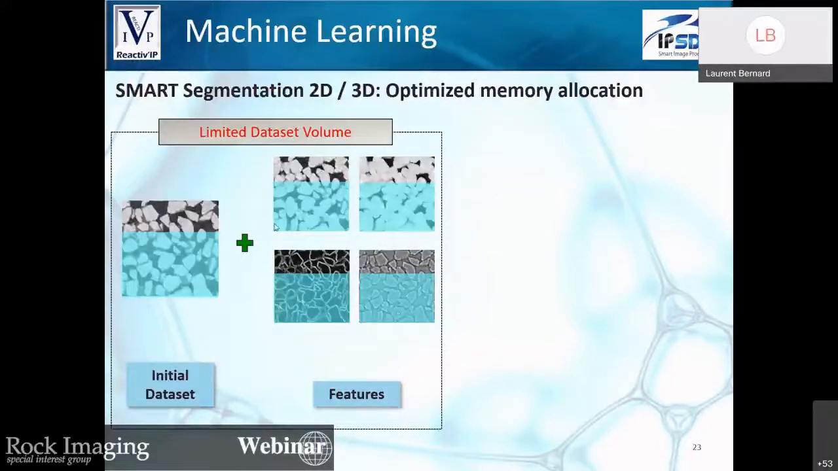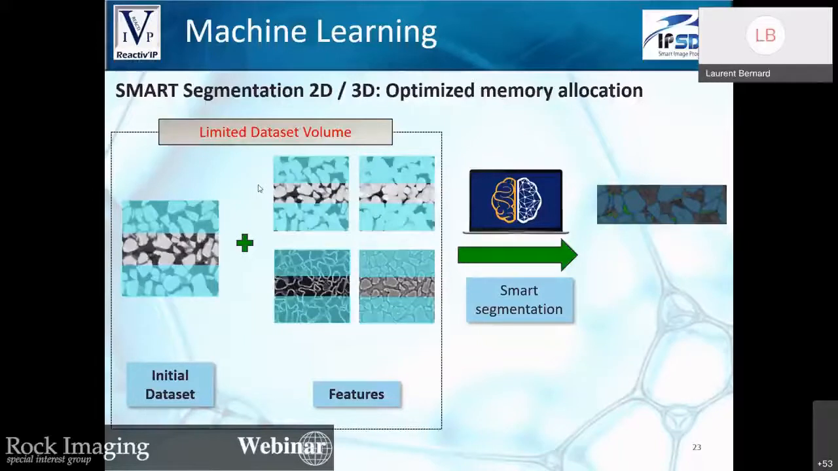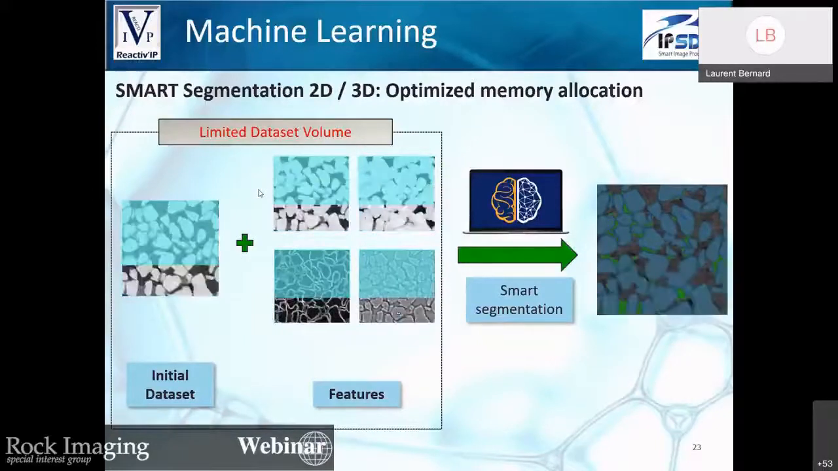It's a very nice way to limit the dataset volume. Right. And smart segmentation will compute this first band, and after, again, iteratively, the smart segmentation will compute all your data. It's a very wonderful way, and a good solution, to use random forest for very big datasets.